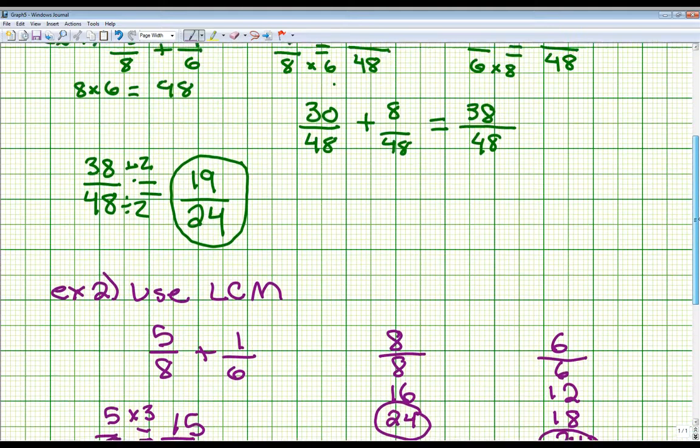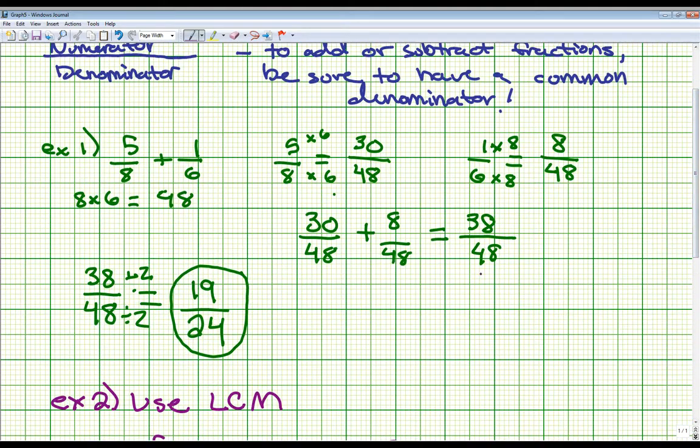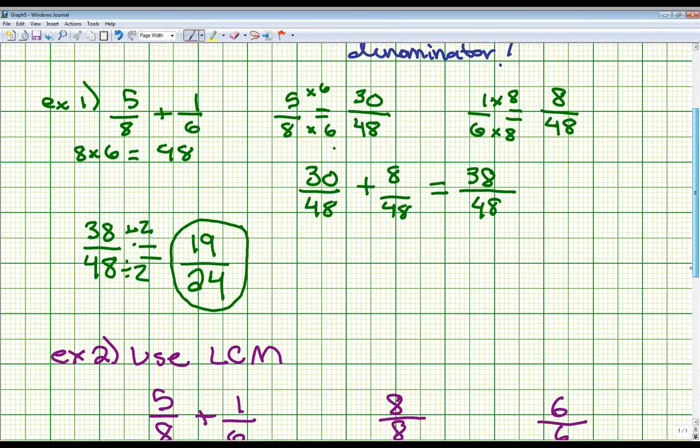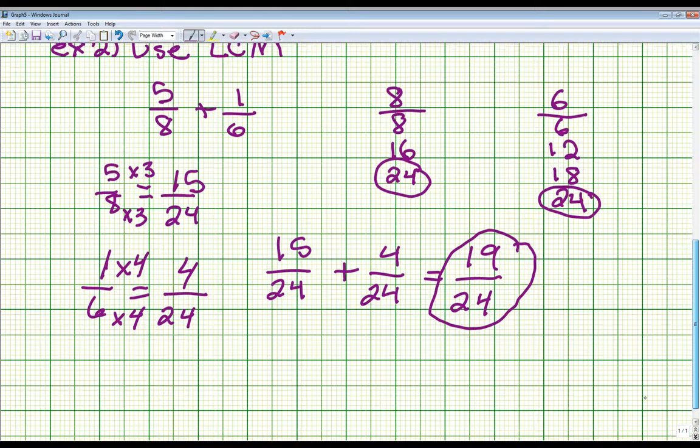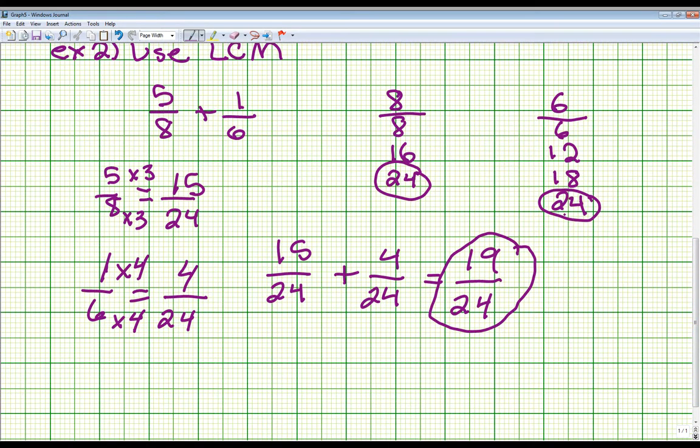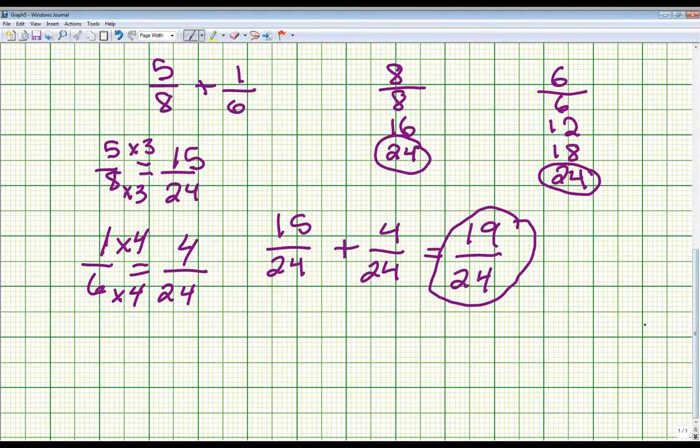Up here in example 1, we took our answer after we added and we had to simplify it down to its lowest version because we didn't use the lowest common denominator. Here, we found the lowest common denominator so that when we found our answer, we didn't have to cut it down any further. So that's how you use the LCM to find your final answer. All of those examples were on page 42.